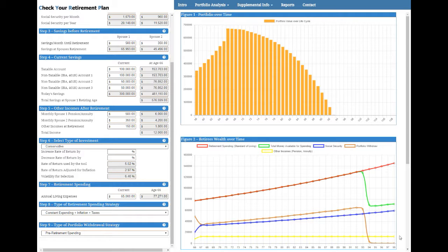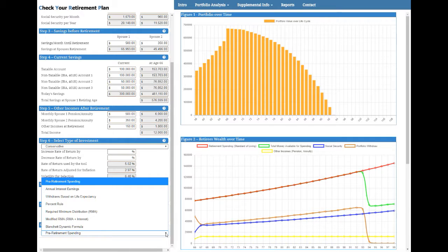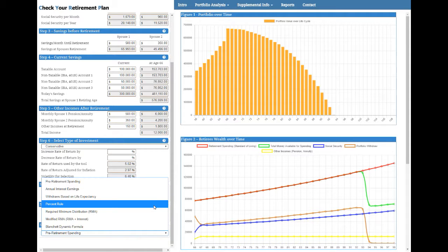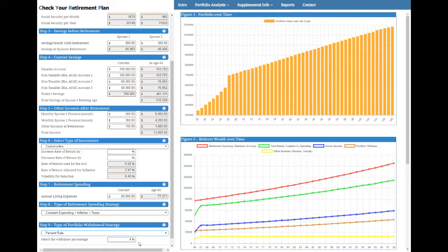One very well-known withdrawal strategy is the percent rule. Conventional wisdom is that if you want your portfolio to last for 30 years, then you should not withdraw more than 4% annually. But no one questions whether a 4% annual withdrawal is enough to maintain the couple's standard of living. When the percent rule is selected, the default is 4% of the initial portfolio value, and the withdrawal amount every year after that is set by the rate of inflation.